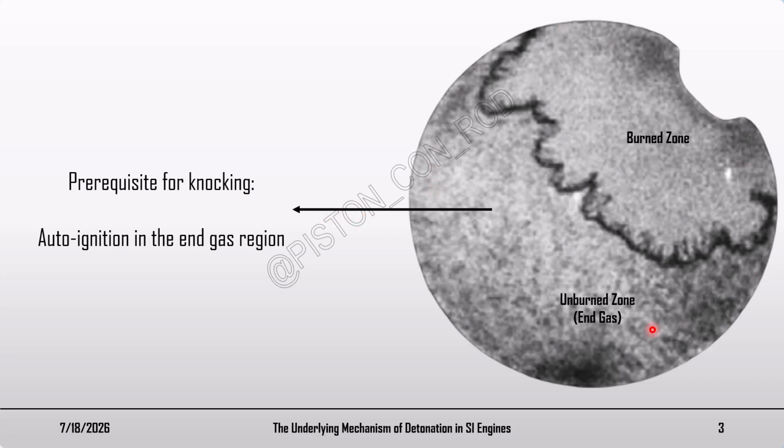Okay, in this picture, which was taken above the cylinder, this is the burned zone, this is the flame front, and this is the unburned zone or the end gas. For knocking to happen, or detonation, or thermal explosion, anything like that, the prerequisite is that we have auto ignition in the end gas. So at some point in the unburned gas, sorry, there has to be auto ignition. And after that, it may develop into detonation or knock.